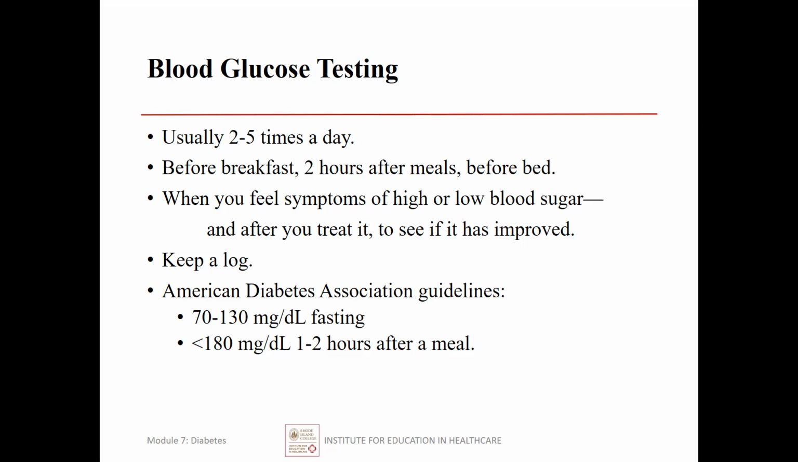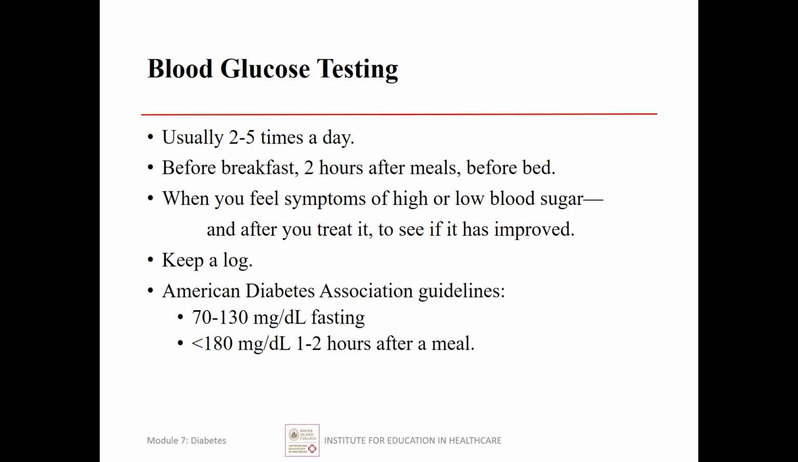So people who are told to test their blood glucose usually are asked to test it somewhere between 2 and 5 times a day. And usually they do it before breakfast, so a fasting blood sugar before they've had anything to eat, 2 hours after meals, and again before bed.